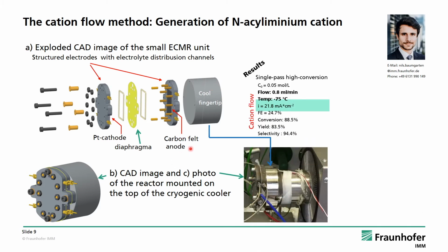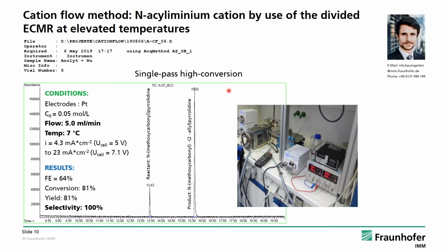And as you can see, we got very good results with rather good selectivities here. After that, we did the reaction with our new electrochemical microreactor, and due to the heat exchanger and the high flow rate, being 5 times higher in comparison to the smaller electrochemical microreactor, it was possible to increase the temperature up to 7 degrees Celsius. And according to the obtained conversion and yield, we could reach excellent selectivity for the reaction.